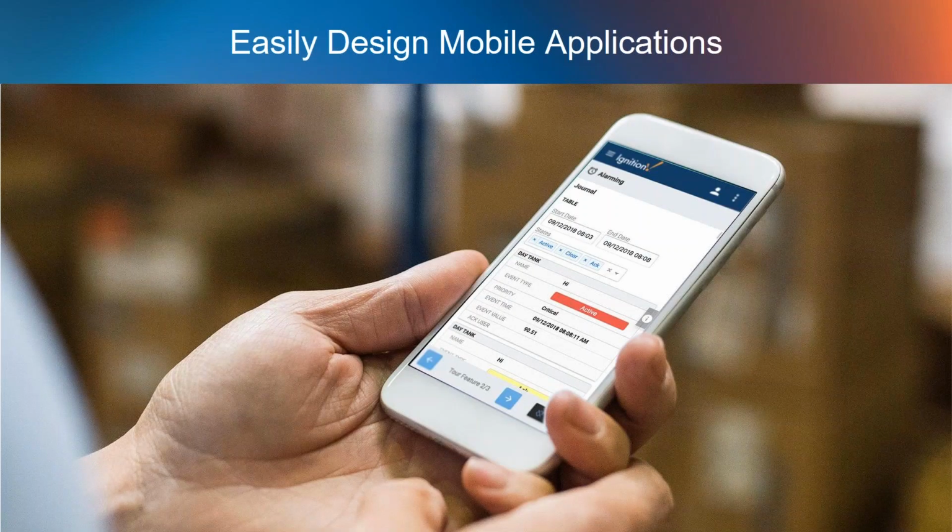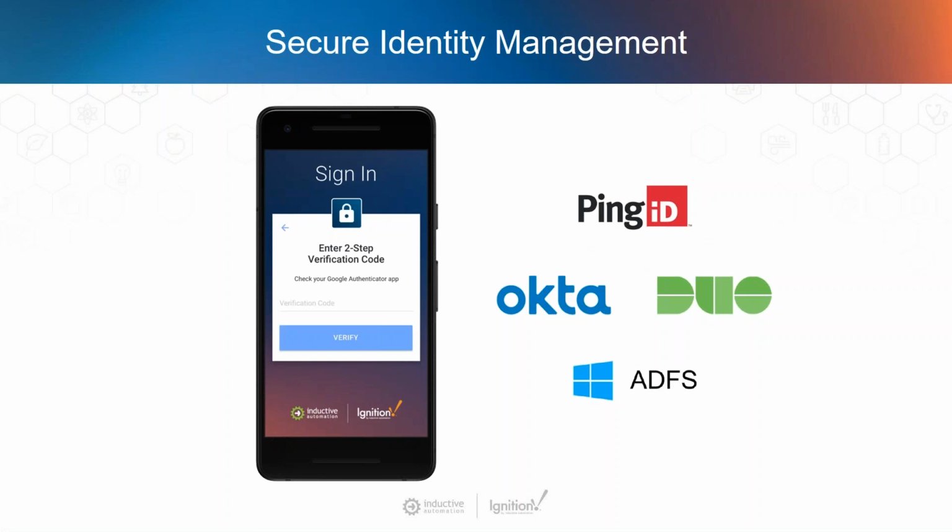So the idea is that we're going to be easily building these kinds of mobile applications and get that information to more people once we get that infrastructure solved and we get the data to different kinds of applications that are out there. I want to make one point of security.